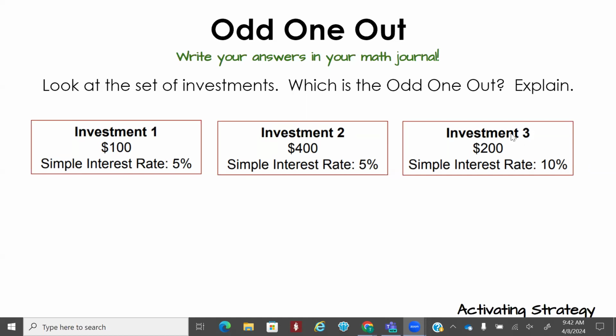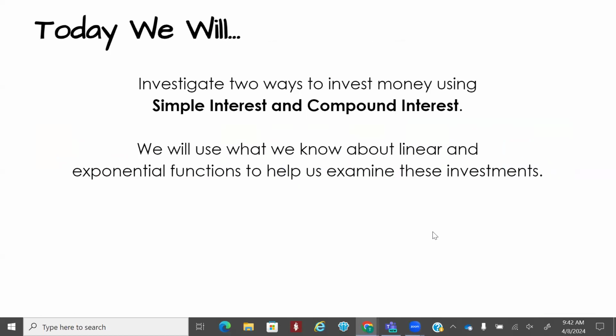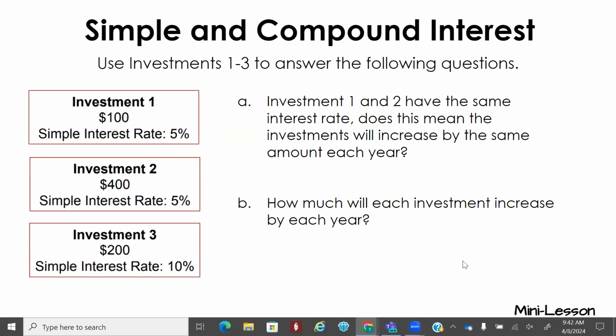Because the interest rate is different. Okay. You could have come up with anything. You could have said investment 2 because it has the highest initial, investment 1 because it has the lowest. Okay. All right. So we're going to talk about simple and compound.